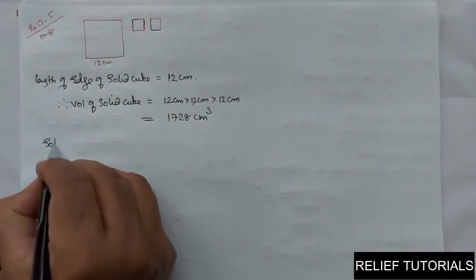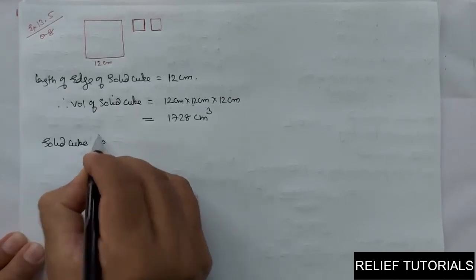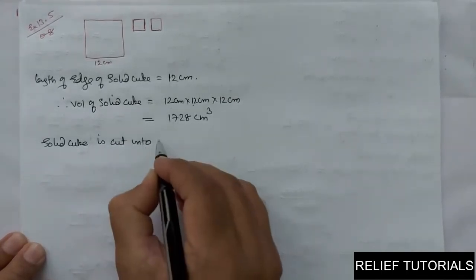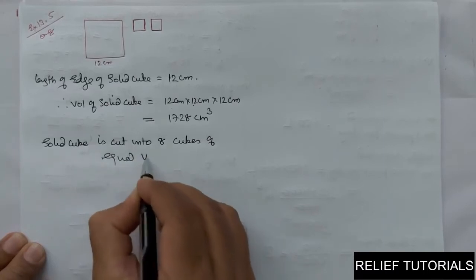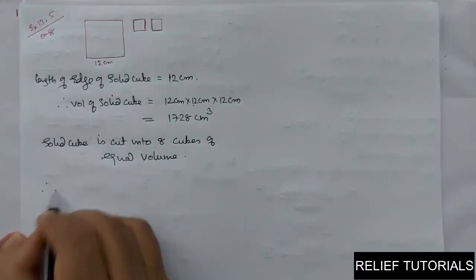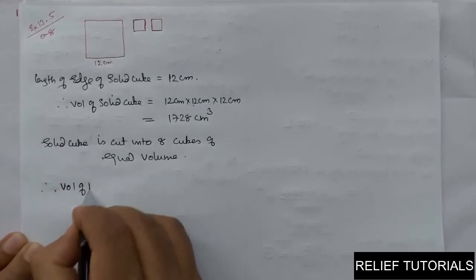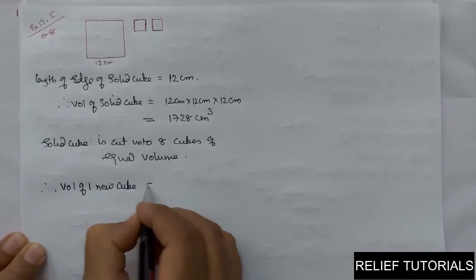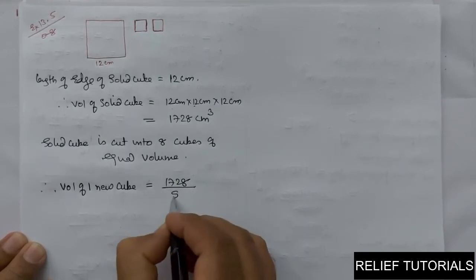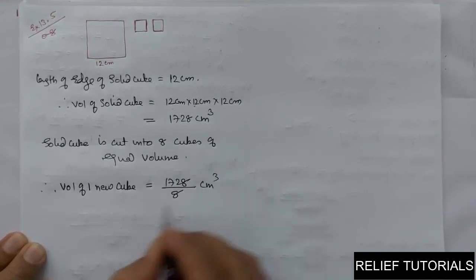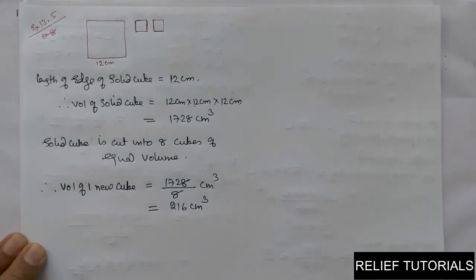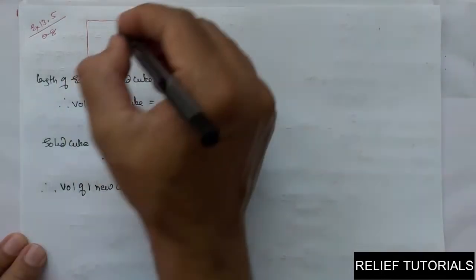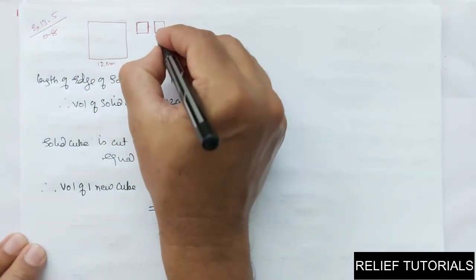Now the solid cube is cut into 8 cubes of equal volume. So therefore we can find the volume of one new cube. Volume of one new cube is equal to 1728 upon 8 centimeter cube. So that is equal to 216 centimeter cube. So this is the volume of one new cube. Here we will say its side is L.